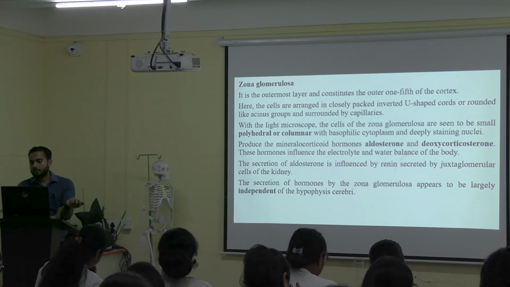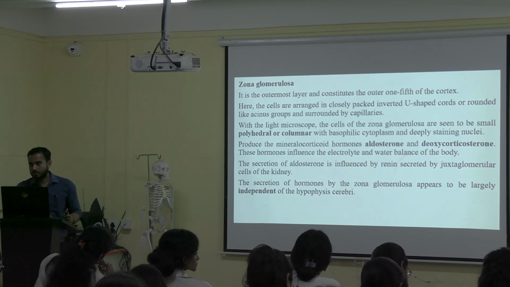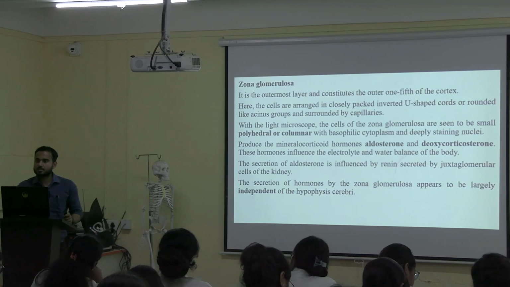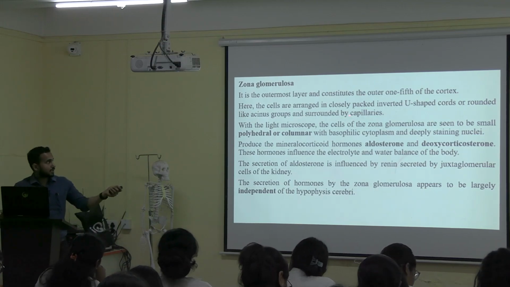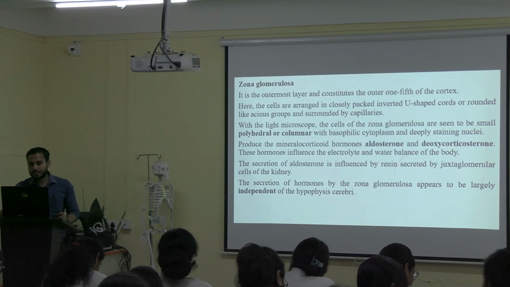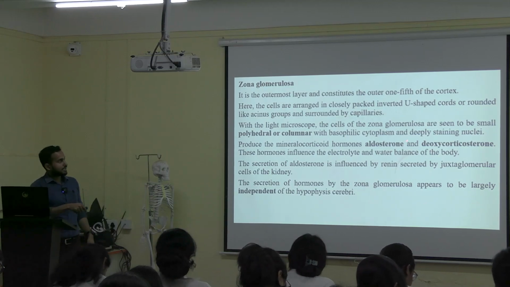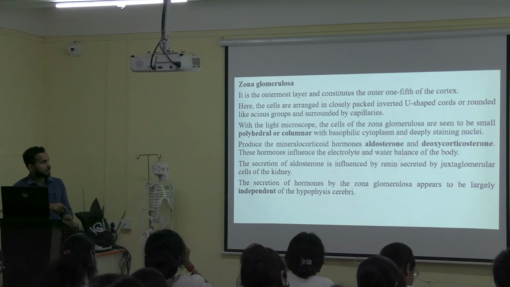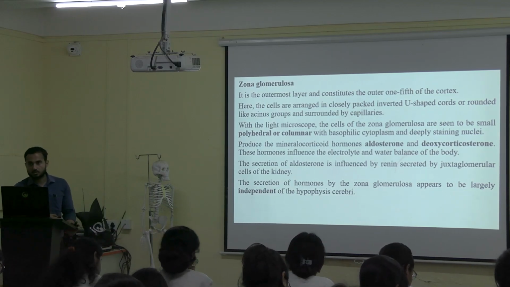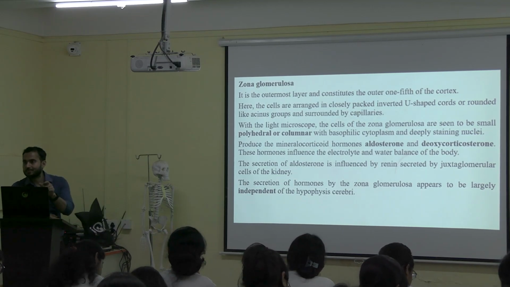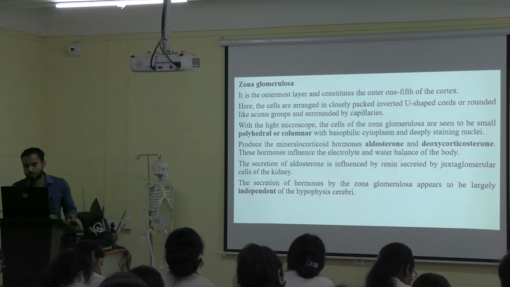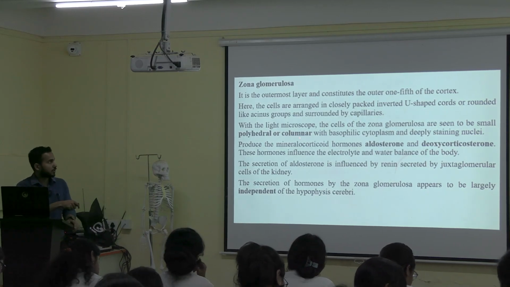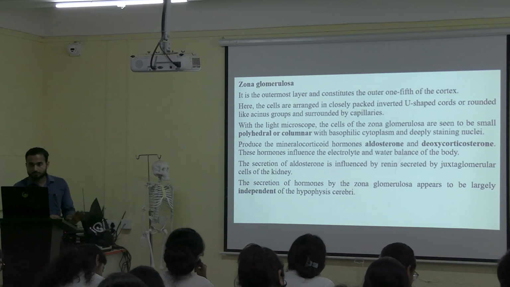Inverted U shaped or round like acinus, and in between the cells, what is present? You can see they are surrounded by capillaries. Under the light microscope, the cells of the zona glomerulosa are polyhedral or columnar with basophilic cytoplasm and deeply stained nuclei. That means, if you see the shape of the cell in zona glomerulosa, it is polyhedral or columnar in shape. The arrangement is inverted U shaped. What is the shape? Polyhedral or columnar cells.